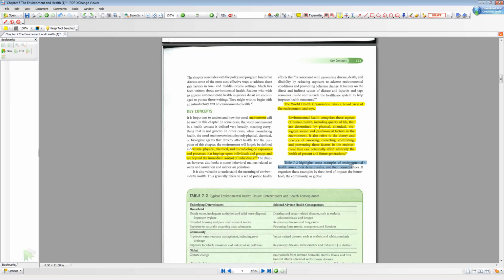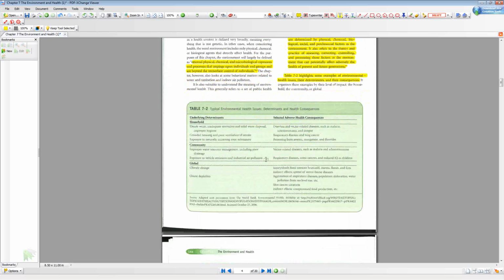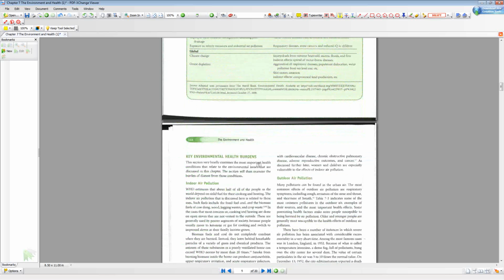Table 7.2 is also an important table that, again, provides us with an understanding of these environmental health issues, their causes or determinants, and also their consequences. So make sure you read through that as you start to broaden your understanding of environmental health and its impact. So I'm going to focus the majority of the discussion today on key environmental health burdens, this section, and just provide some additional information about each of these sections.